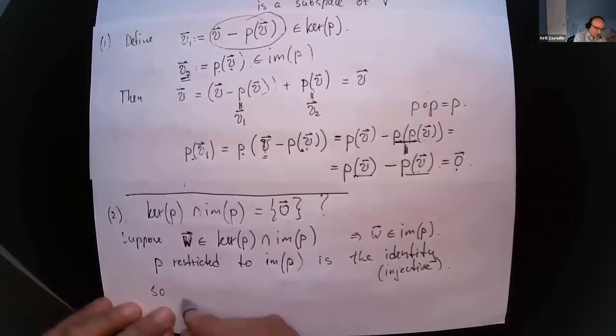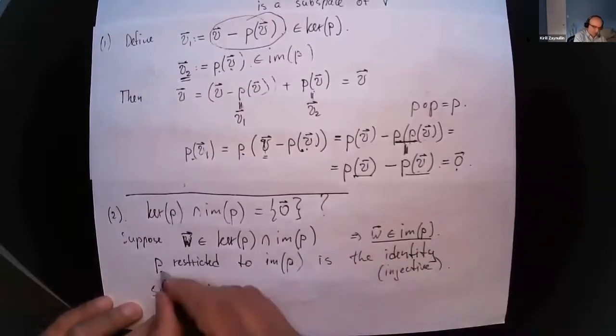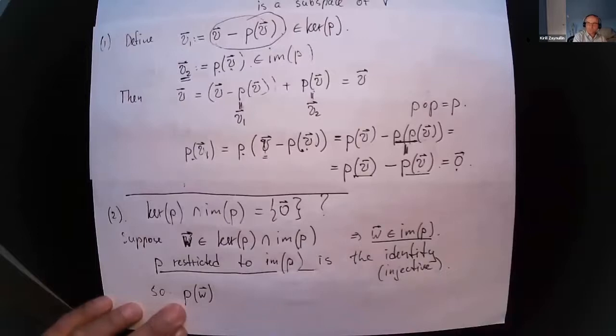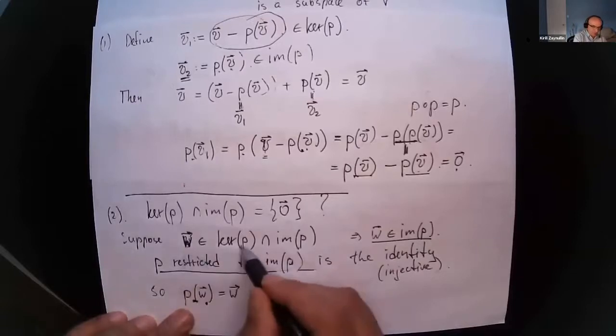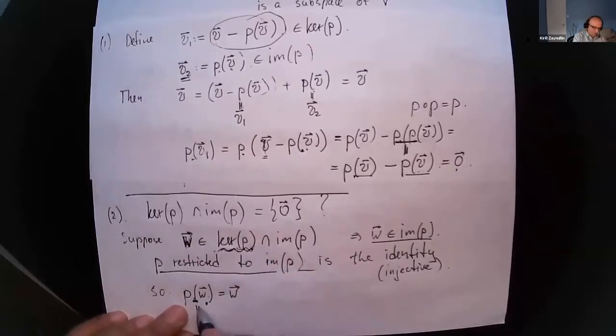So, let's just apply P to W. Look, W is in the image, so we have this property. What is P of W? P of W is the identity, so it's the same W, exactly. But on the other side, this W must also be in the kernel at the same time. What's the condition for being in the kernel? It just means that this has to be 0, because it's in the kernel.